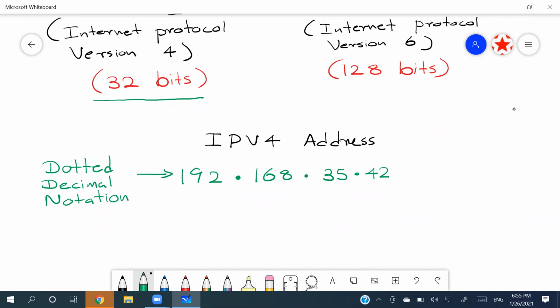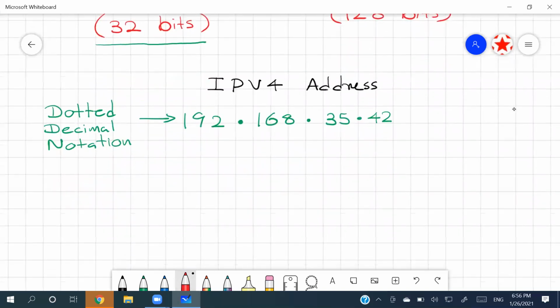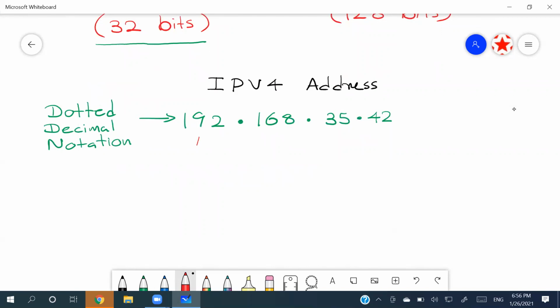I'm going to write the details. A part which consists of 8 bits, that particular 8 bits is going to represent this decimal value. So this 192 is going to be represented in 8 bits, that means 8 ones and zeros, right?